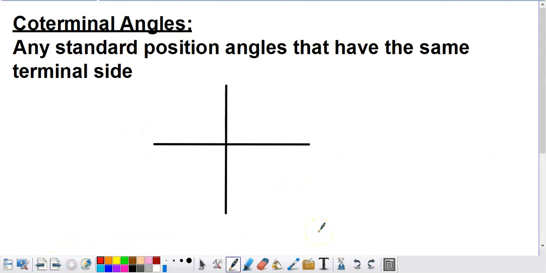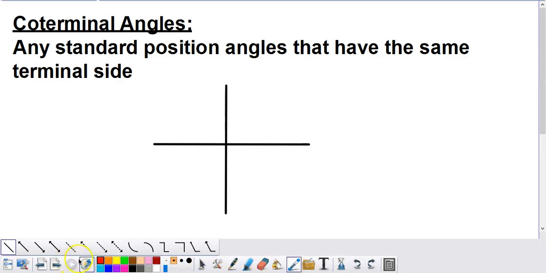The other bit of terminology that we're going to talk about within this video is what's known as a coterminal angle. It is possible to have multiple angles get plotted in the same spot in standard position. So if I'm trying to plot a standard position angle, let's say a 30-degree angle, I'm going to start with the positive stretch of the x-axis.